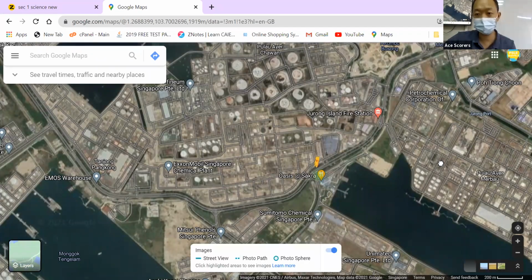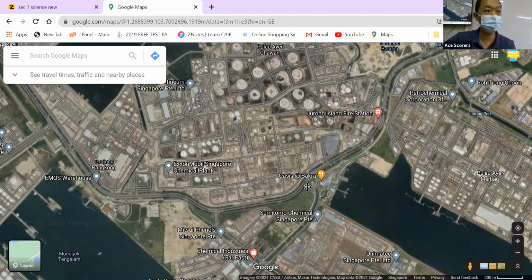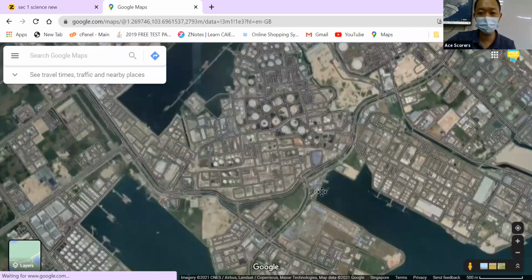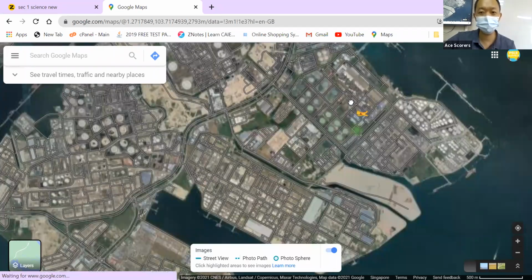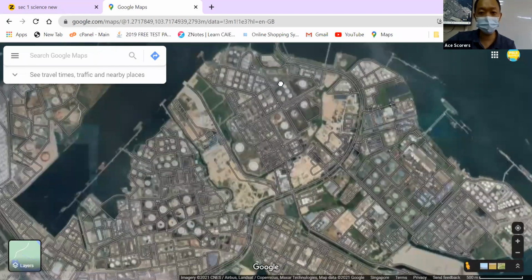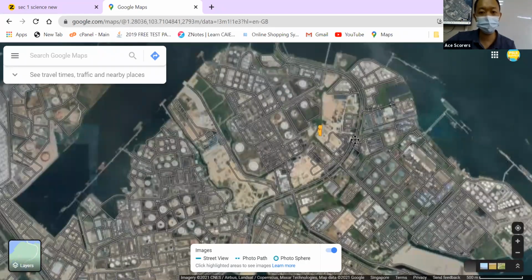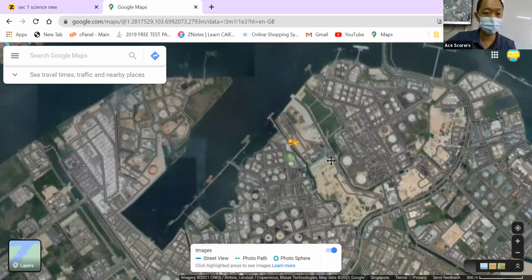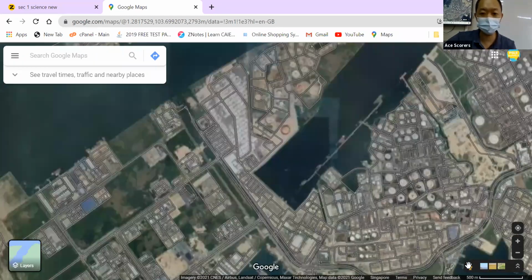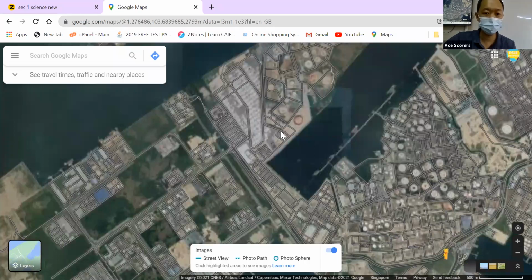Can we drop in? Okay, see, we cannot. There are no photographs here, right? It's a restricted place. Nobody takes pictures here.